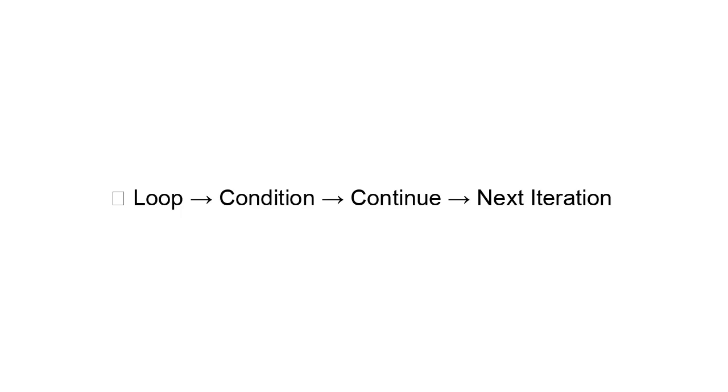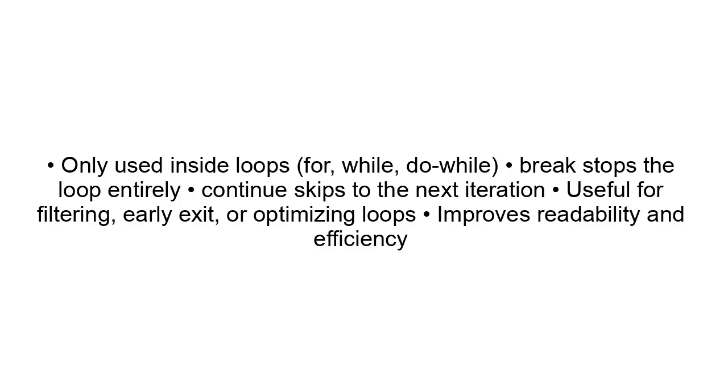How continue works. Step by step. The loop starts normally. Check the condition inside the loop. If the condition is true, the continue statement executes. Skip the rest of the current iteration. The loop continues with the next iteration. Flow: loop, then condition, then continue, then next iteration.